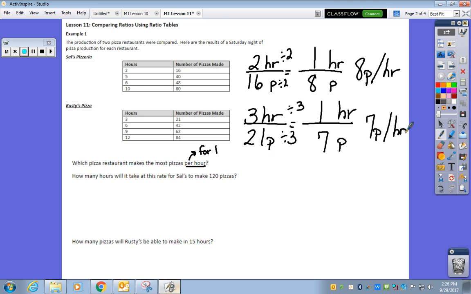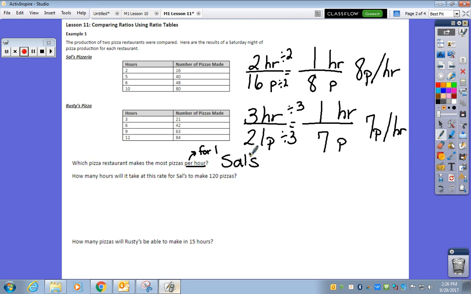So you really, when you're comparing two things, have to think about what it's asking you. So if we want the most pizzas per hour, we would want the larger number of pizzas in 1 hour. Sometimes you're really going to have to read into what this is meaning. We have a lot of problems where it's talking about who's faster, and you have to look at what the units are saying. So be careful when we see problems like that. So the restaurant that's faster would be Sal's, because 8 pizzas in 1 hour is more than 7 pizzas in 1 hour for Rusty's. So we would say Sal's.